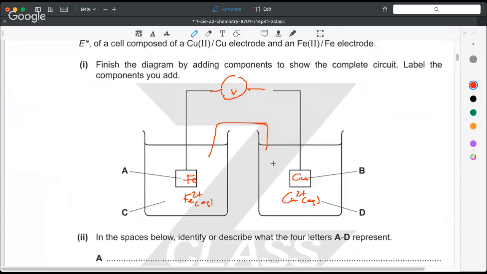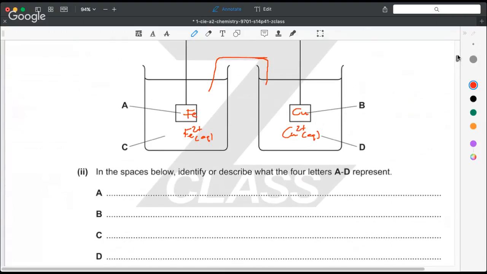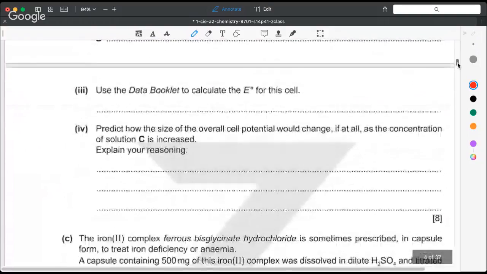So we've just had to fill in there what A, B, C, and D are. We've got the metals and we've got the ions in solution. Okay, so I'm not actually filling in all the answers as we go, but I'm just kind of talking them through. Some of these easier things we can just talk through.